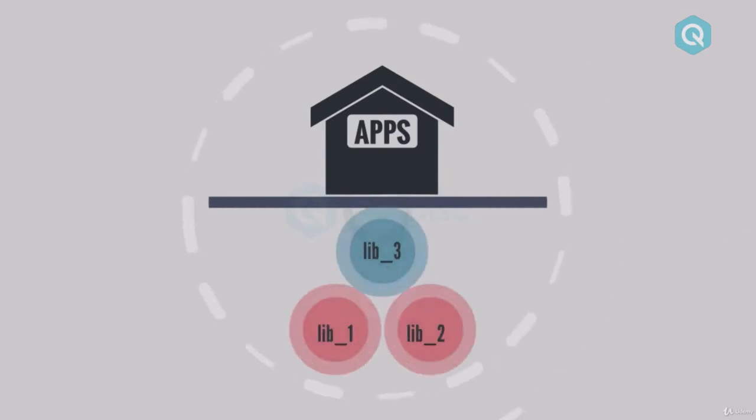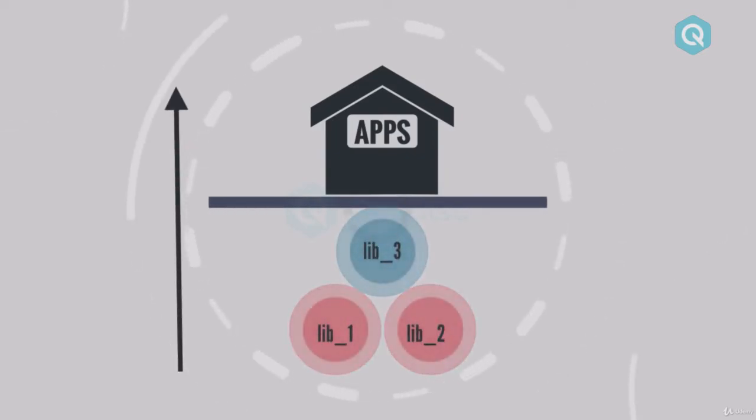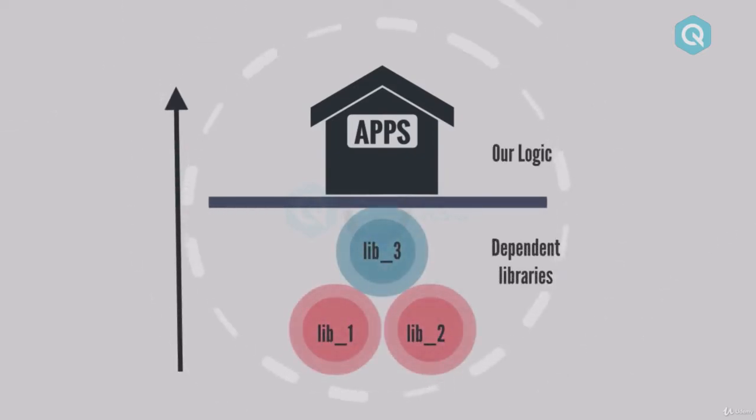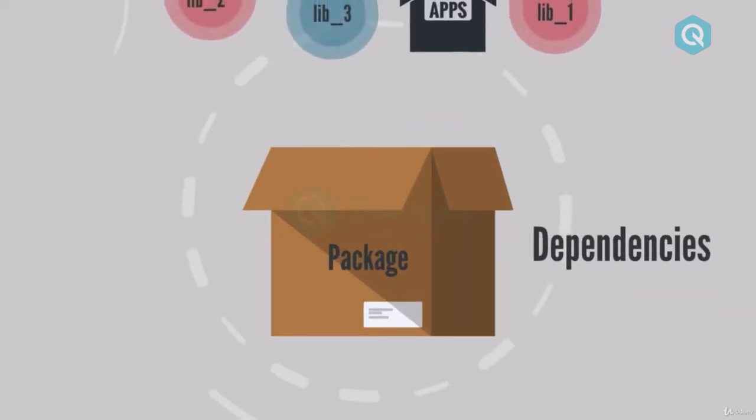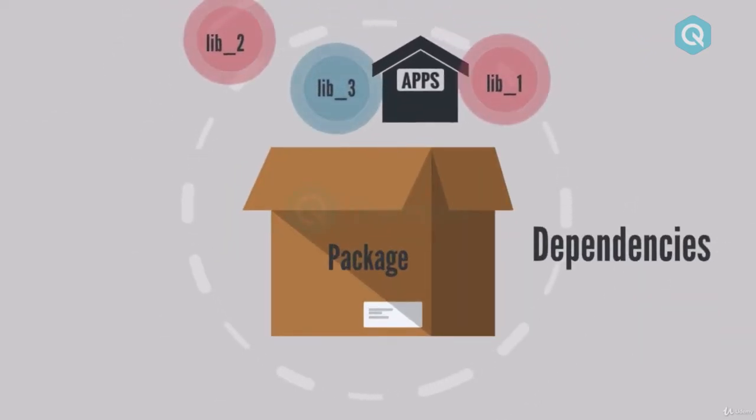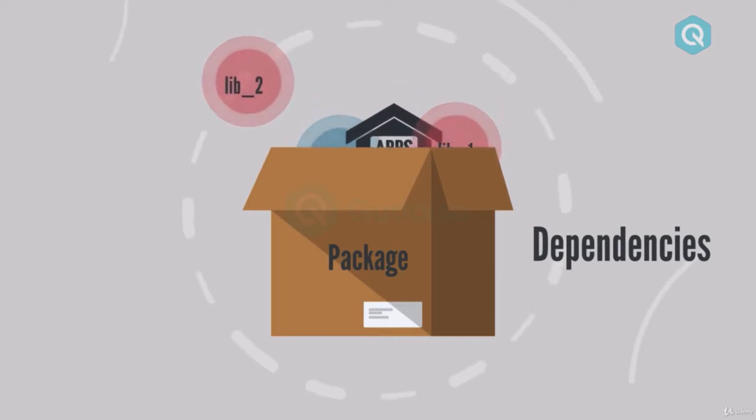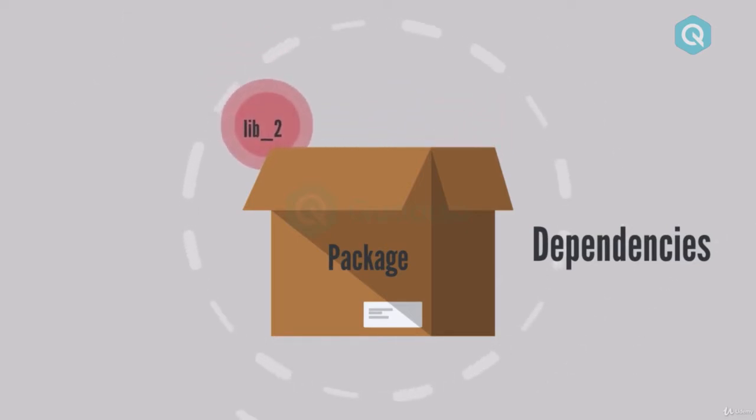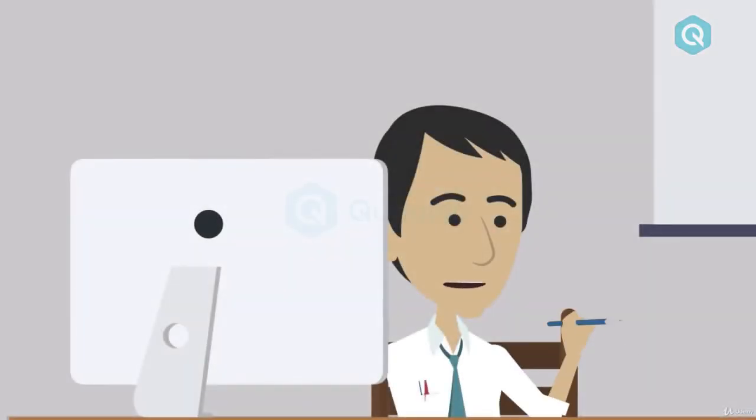When we build our project on top of these libraries, our projects depend on these libraries. Also, once our development is completed, we package our code along with these libraries. Hence, the word dependency is used, as we are dependent on these libraries. Okay, let's move on to understand how Maven helps us to manage different dependencies.